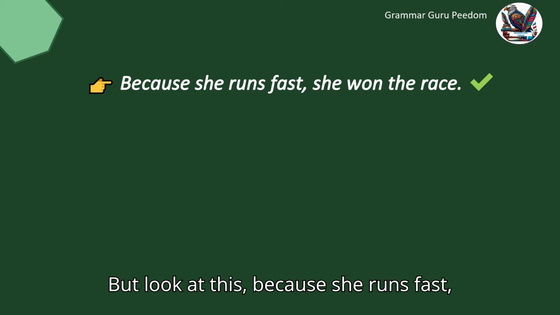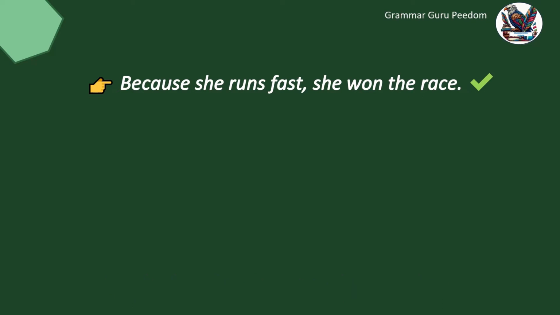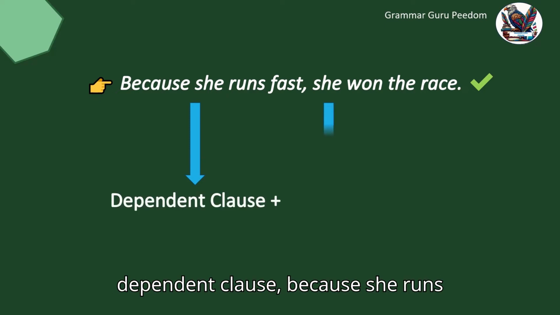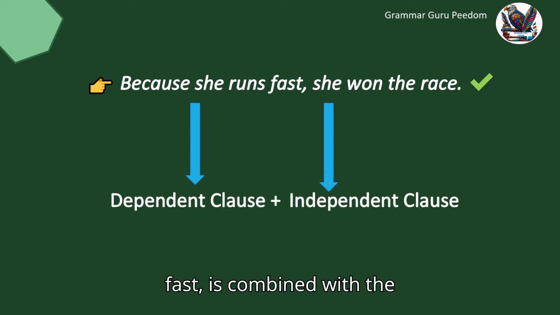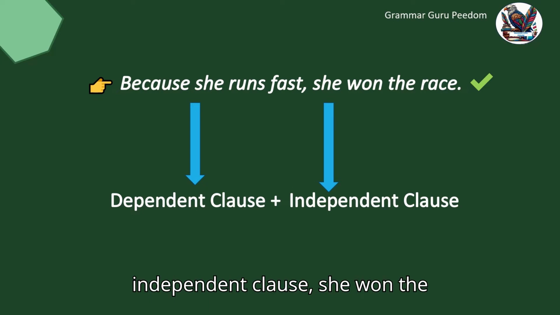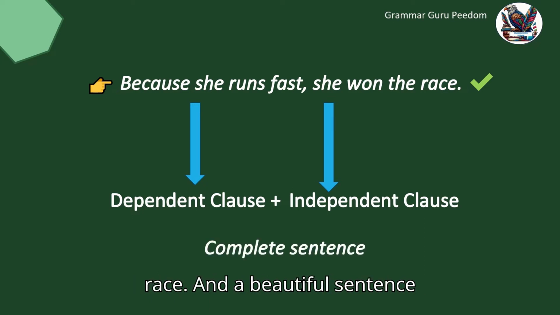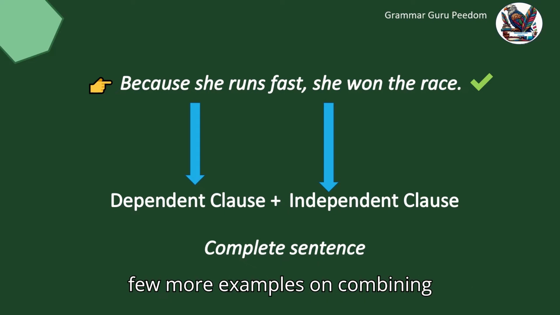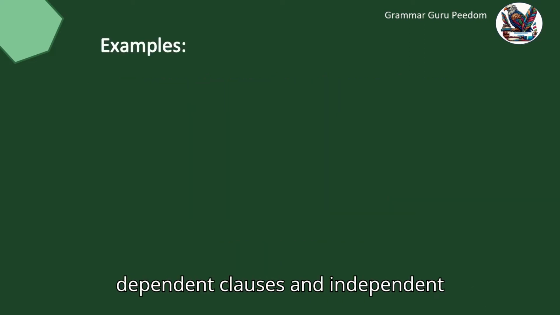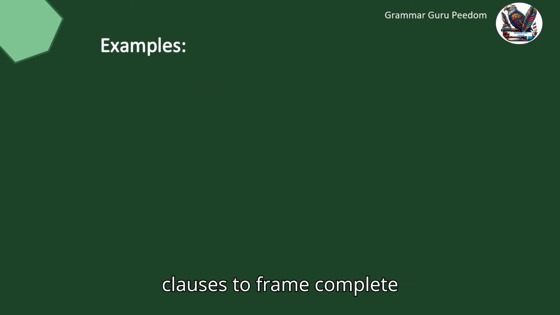But look at this: because she runs fast, she won the race. Here, the dependent clause, because she runs fast, is combined with the independent clause, she won the race. And a beautiful sentence is thus created. Hope you understood. Let's check a few more examples on combining dependent clauses and independent clauses to frame complete sentences.